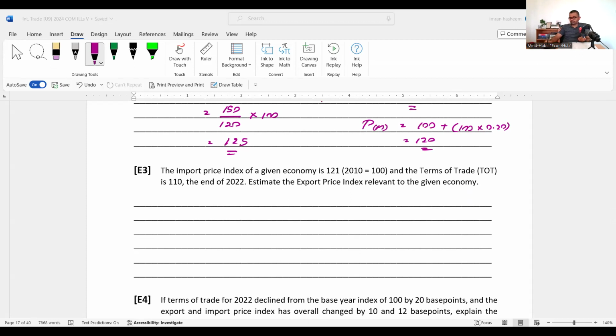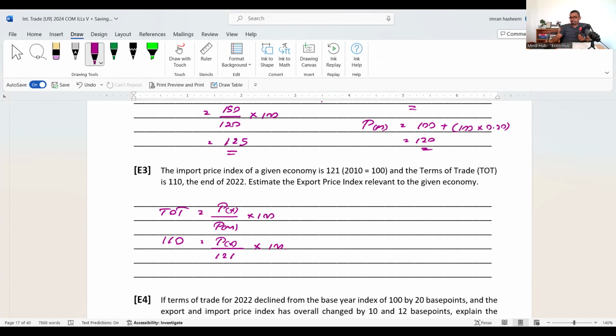Write the formula and bring the values that we have. Terms of trade equals export price index, which is what we're trying to find, divided by the import price index into 100. The terms of trade is given as 110, equals the export price index we are trying to find, divided by the import price index 121, multiplied by 100. Are we clear?